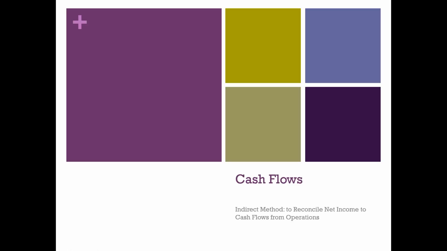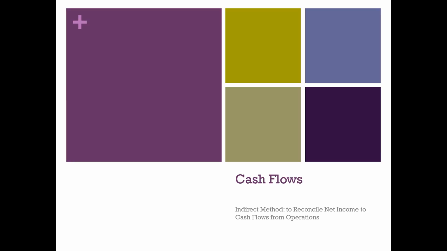We're going to look at a sample problem for the statement of cash flows. What we're going to do in this example is the indirect method. Now, this is going to involve an account reconciliation. What reconciling means is getting from one number to another, and determining what the differences are between the two.